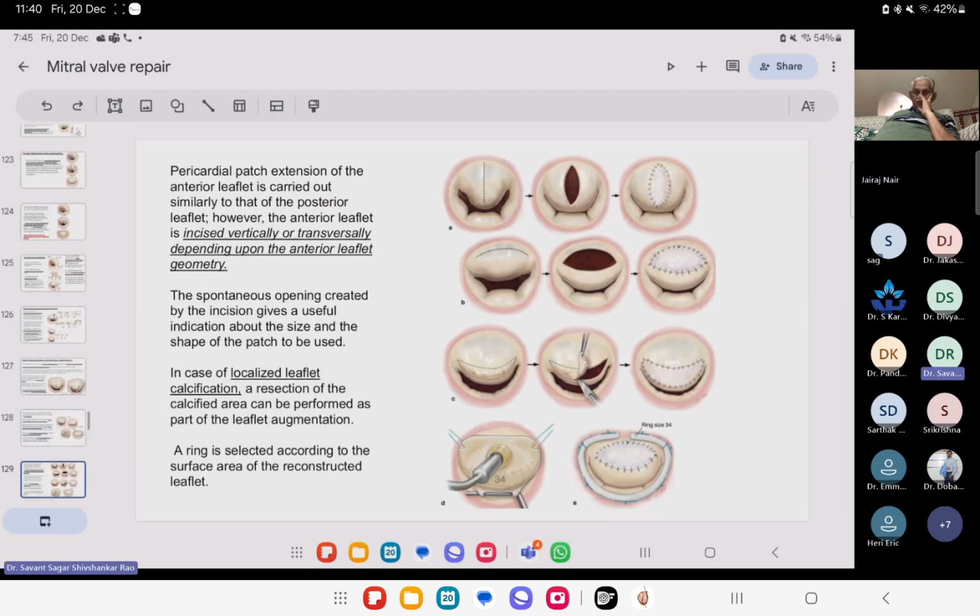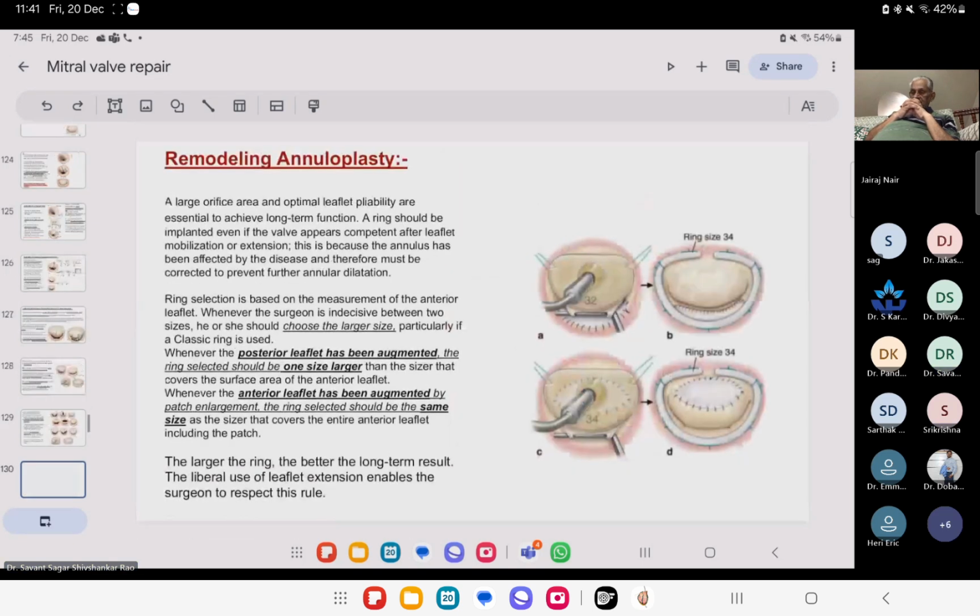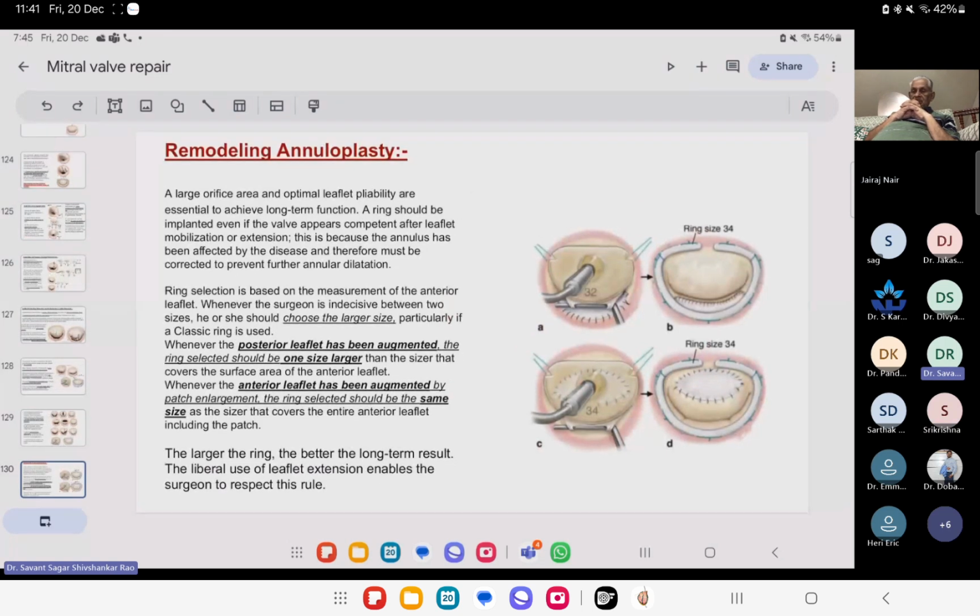Similarly, if the AML is affected by rheumatic heart disease, then after filling, we have to give a transverse or vertical incision, and accordingly the patch size is selected and augmented with a patch. So remodeling annuloplasty is done after augmentation of either AML or PML with a pericardial patch.